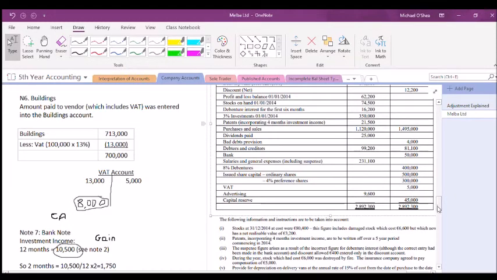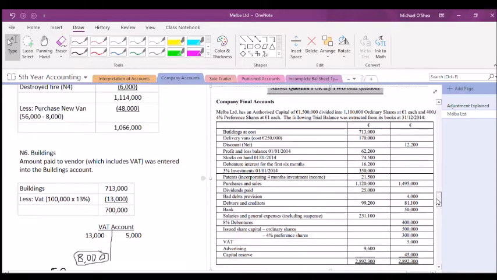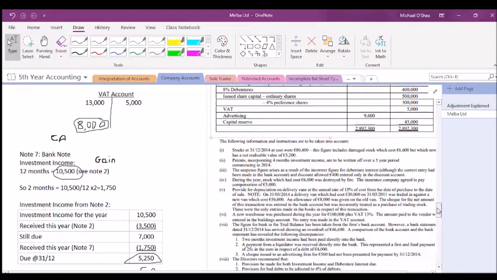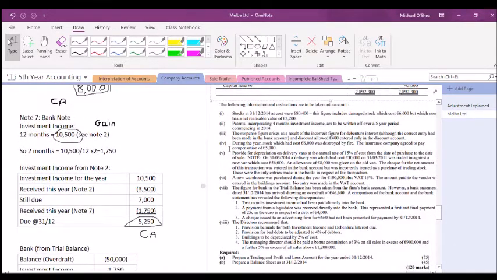This is the second half to the adjustments for the 2015 company question Melba Limited. The first video looks at adjustments 1 to 5, and we're picking up here at this sixth adjustment.